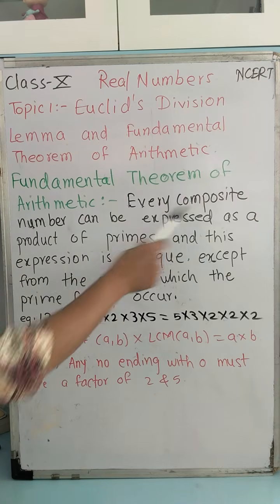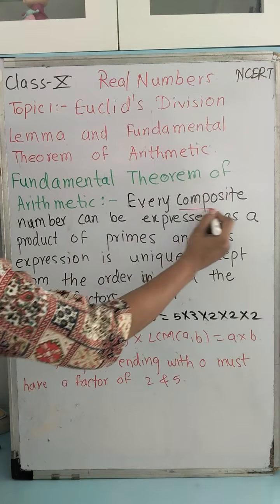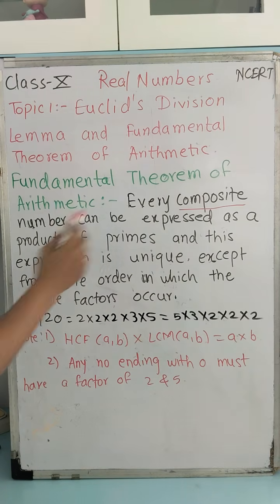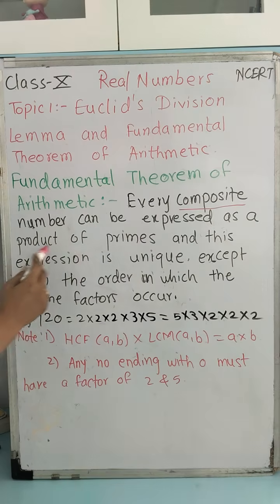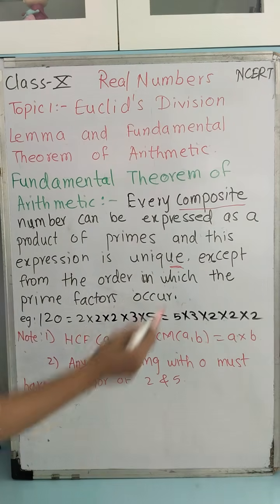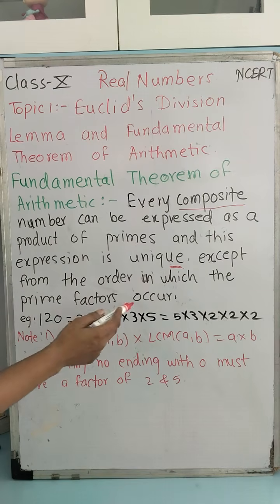That is, every composite number. So what is meant by, first of all, a composite number? The numbers which have prime factors, any three prime factors, is called a composite number. So every composite number can be expressed as a product of primes, and this expression is unique. So this expression is always what? Unique, except for the order in which the prime factors occur.